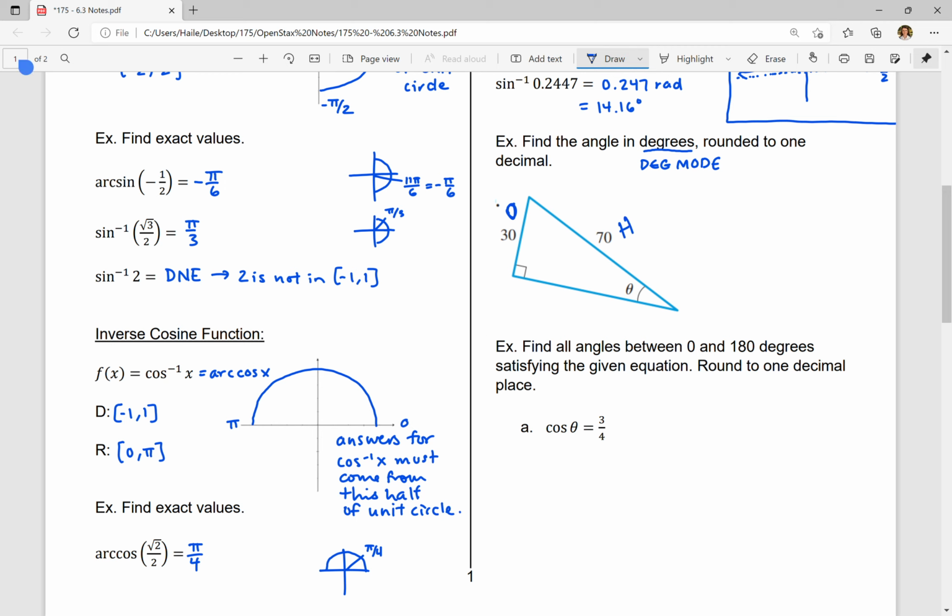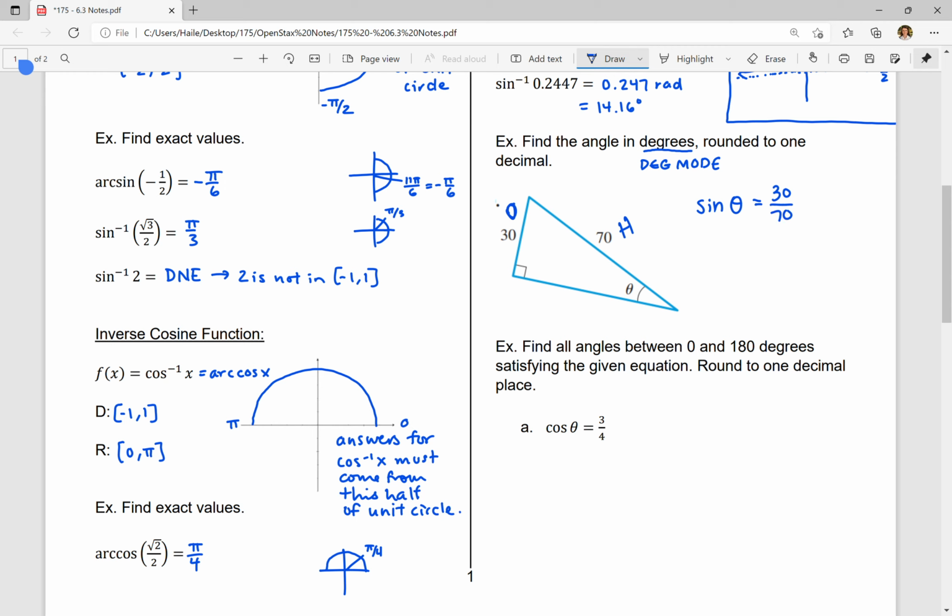So the two sides we're given are the opposite and the hypotenuse, and our next question is, how do we relate those two sides? Which trig function contains the opposite side and the hypotenuse? You might be thinking sine. So what we're going to do is take the sine of theta to be equal to 30 over 70.